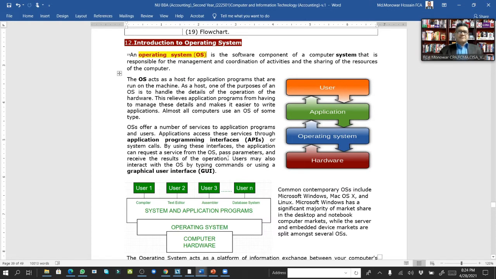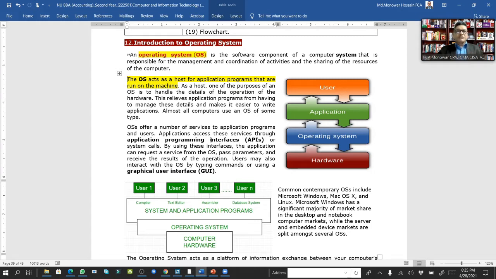What is an operating system? We know an operating system is the software component of a computer system that is responsible for the management and coordination of the activities and the sharing of the resources of the computer. The operating system acts as a host for the application programs that run on the machine. As a host, one of the purposes of an operating system is to handle the details of the operation of the hardware. This relieves application programs from having to manage these details and makes it easier to write applications.